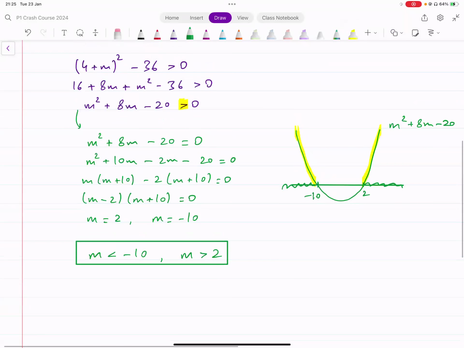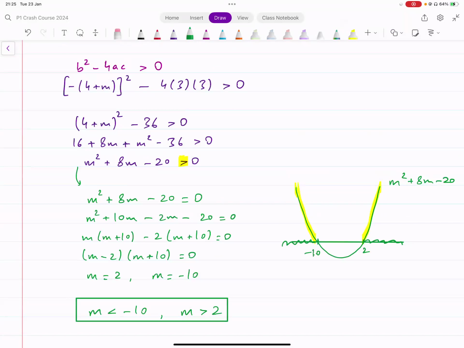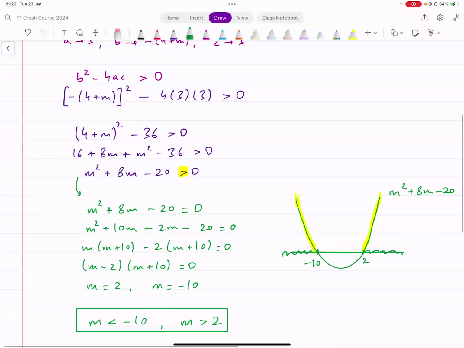Is that okay? Any questions on this? All right, I hope that makes sense. You can let me know if there are any problems.